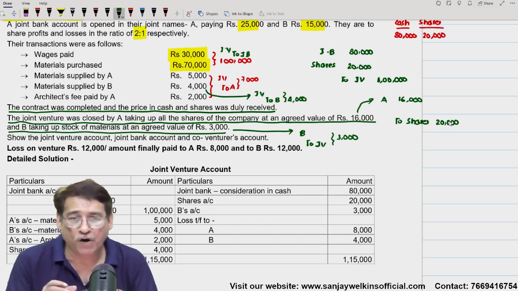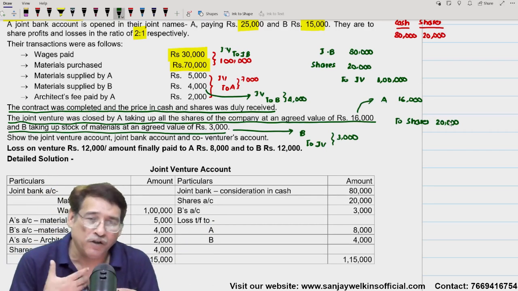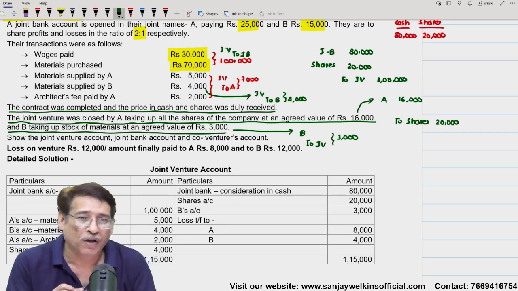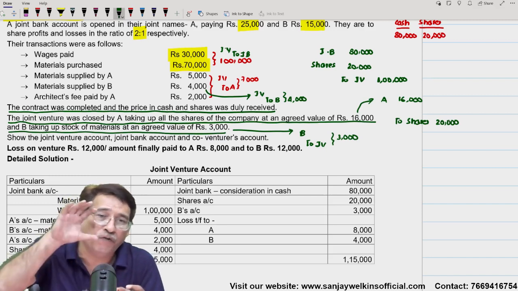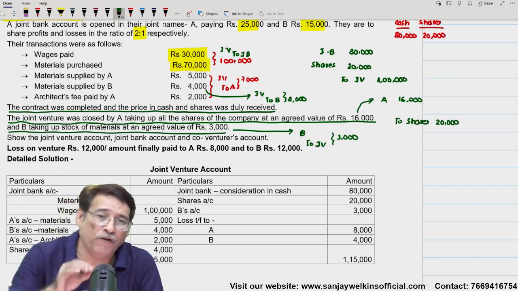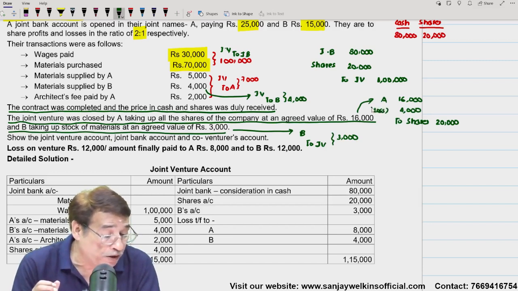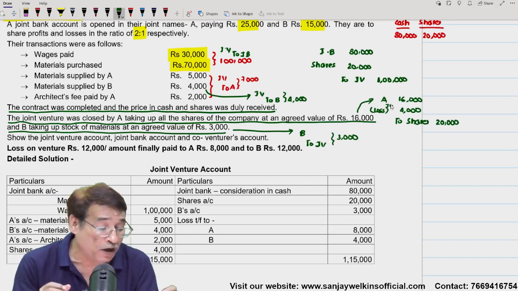See, you are the chief accountant of this co-ventureship. As a chief accountant, you consider as if you are the accountant of this firm, this co-ventureship. So you have received 20,000 from the company. That means your firm has received 20,000 worth of shares. And those 20,000 worth of shares have been taken over by one of the co-venturers at 16,000. That means there is a loss of 4,000. And this loss will be transferred to the joint venture account. So we will write A account debit, joint venture account debit to shares.